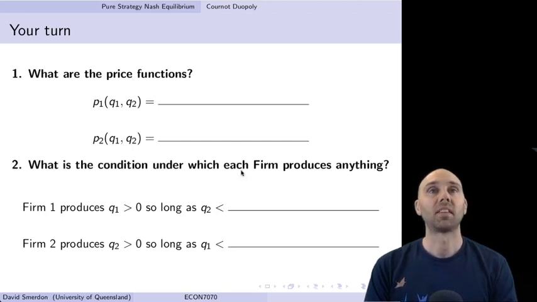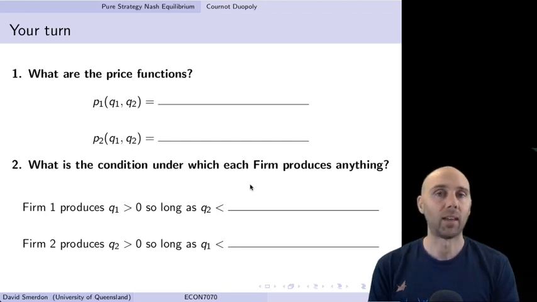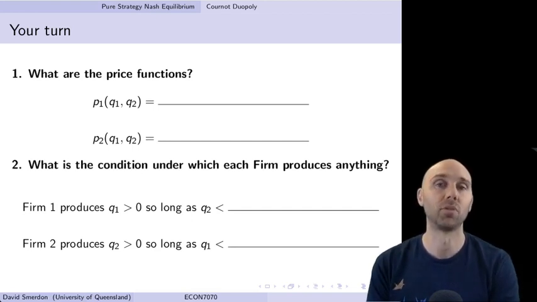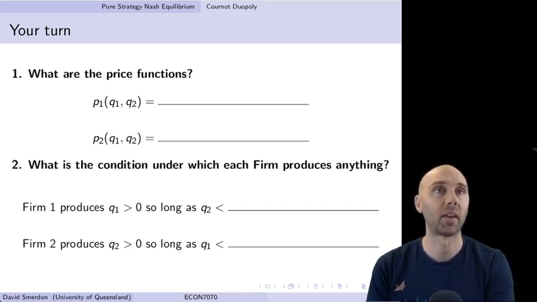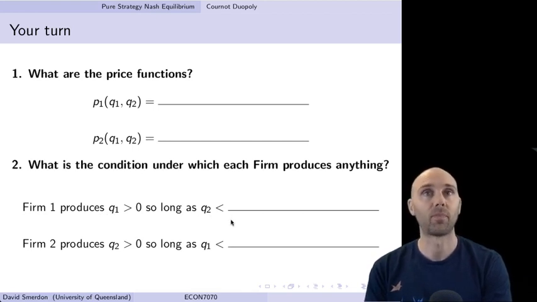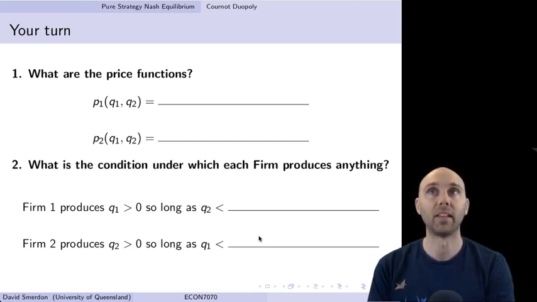Question 2, what is the condition under which each firm produces anything? Just like in the previous example, we found the threshold for Q2 above which firm 1 would produce nothing, and below which firm 1 would produce something positive. So we want to find that again. Firm 1 produces a strictly positive quantity so long as Q2 is less than what? You want to be able to fill in these blanks.